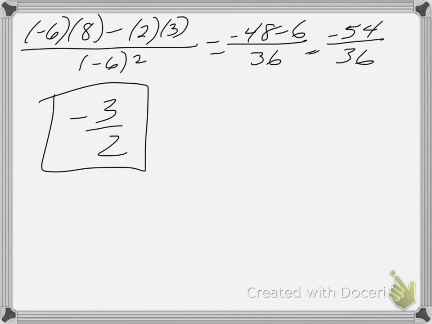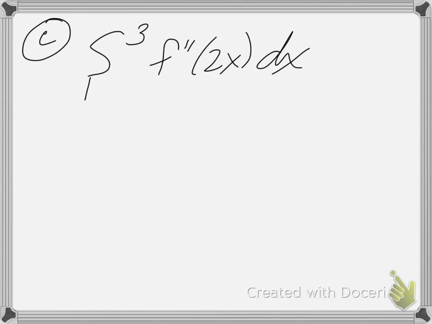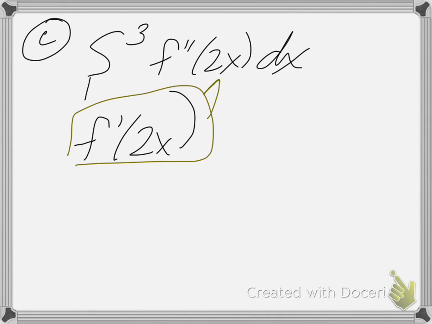And finally, for C, okay, so we have to work backwards here. So the antiderivative of f double prime of 2x is f prime of 2x, maybe? Let's double check. I want to take the derivative of this and make sure that it matches that, so I know if I'm right. So the derivative of f prime of 2x would be f double prime of 2x times the derivative of 2x, which is 2.